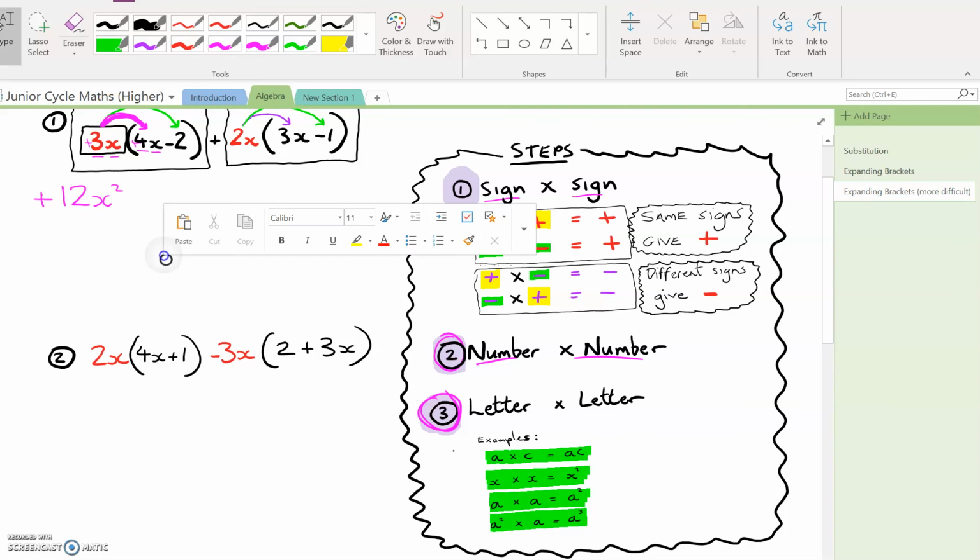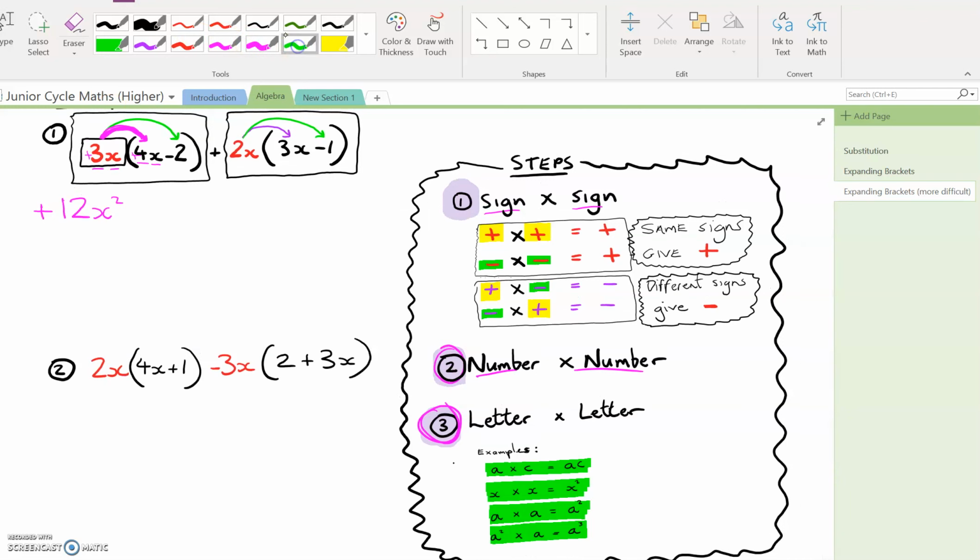Now let's do the second term. We'll do that in green. This one here. And we repeat the steps again. So step 1, sign by sign. So we have a plus by a minus this time. That's a minus. Remember, when the signs are different, it gives a minus. Step 2, number by number. 3 by 2 is 6. And then finally, step 3, letter by letter. So x by, there's no other letter, so it stays as x.